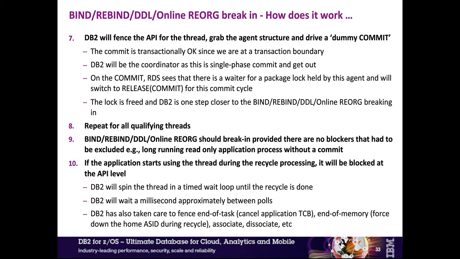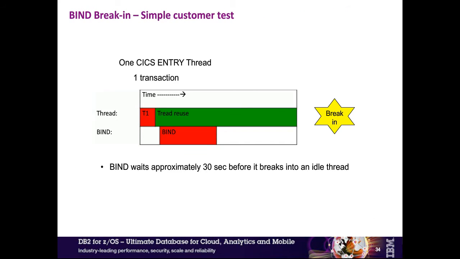Now let's turn to slide 34. On slide 34 and the follow-on slide, I'd like to share with you the results of customer testing. On slide 34 is a very simple test case. It illustrates a single persistent thread. In this case, it's a CICS protected entry thread. The same could apply to an IMS pseudo wait-for-input region.